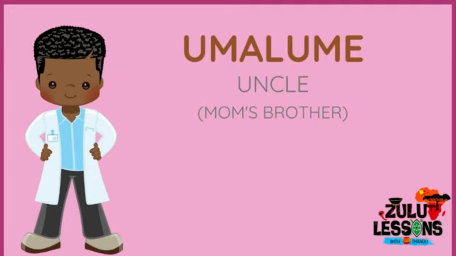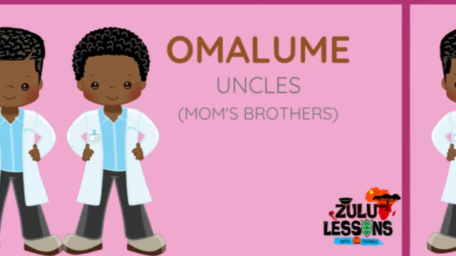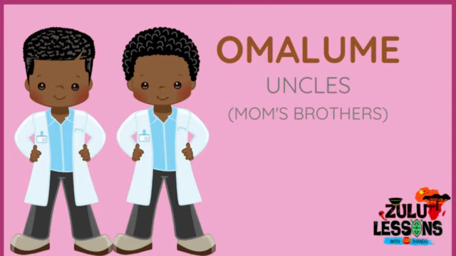Now your mother's brother, it doesn't matter whether he is older than your mother or younger than your mother. It's umalume, and plural, so your uncles on your mother's side, omalume. This one is used very loosely by people. If you watch South African TV, you'll hear people talk about malume, but they are referring to someone who is on your father's side of the family. It's very incorrect, but it's television. You know how it is.